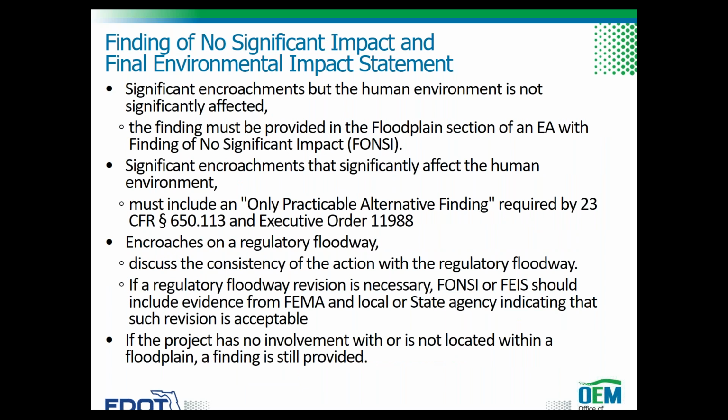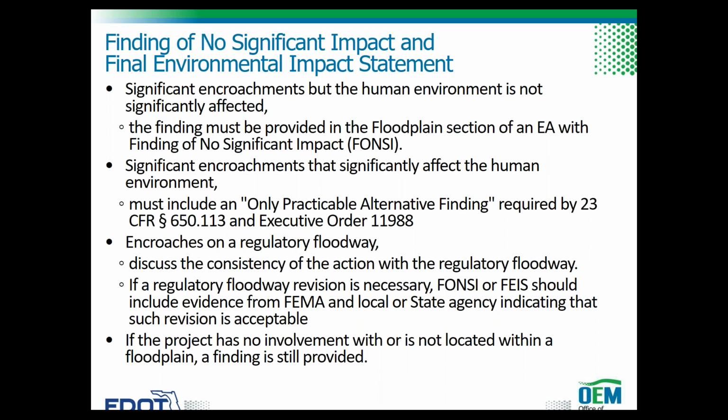If the preferred alternative includes significant encroachments, but the human environment is not significantly affected, the finding must be provided in the floodplain section of the EA with a finding of no significant impact. If the preferred alternative includes significant encroachments that significantly affect the human environment, the environmental analysis section and the executive summary of the final environmental impact statement must include an only practical alternative finding required by 23 CFR 650.113 and Executive Order 11988.